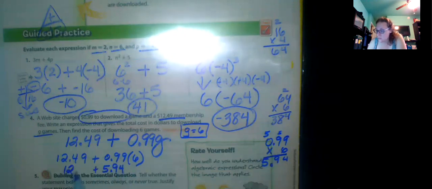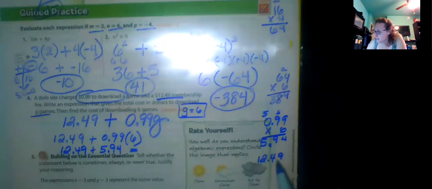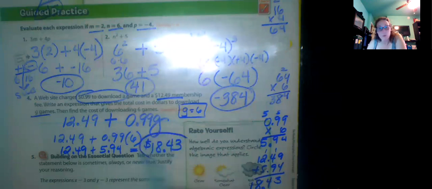Then we can add the $12.49 to find the total. So $12.49 plus the $5.94. And so we get a total of $18.43. You just have to work it out. Okay, we're going to do a couple more problems. Sorry about that.